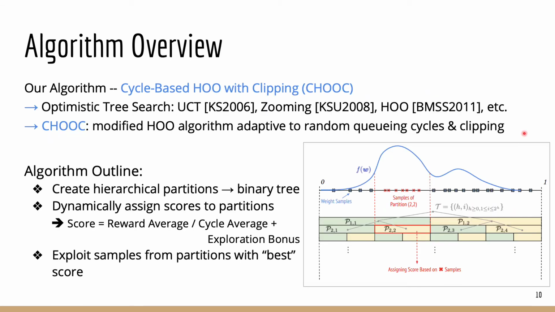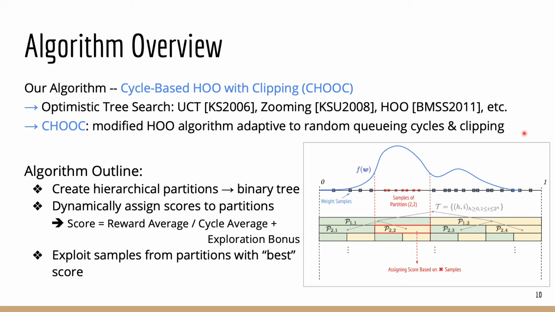Now we will give a brief overview of our algorithm. We call it the cycle-based HOO with clipping, or CHOOK. It follows the line of research on optimistic tree search, which goes back to the UCT paper, followed by zooming, HOO, and many more recent variants. Our CHOOK algorithm is a modified HOO algorithm, adaptive to random queuing cycles and clipping.